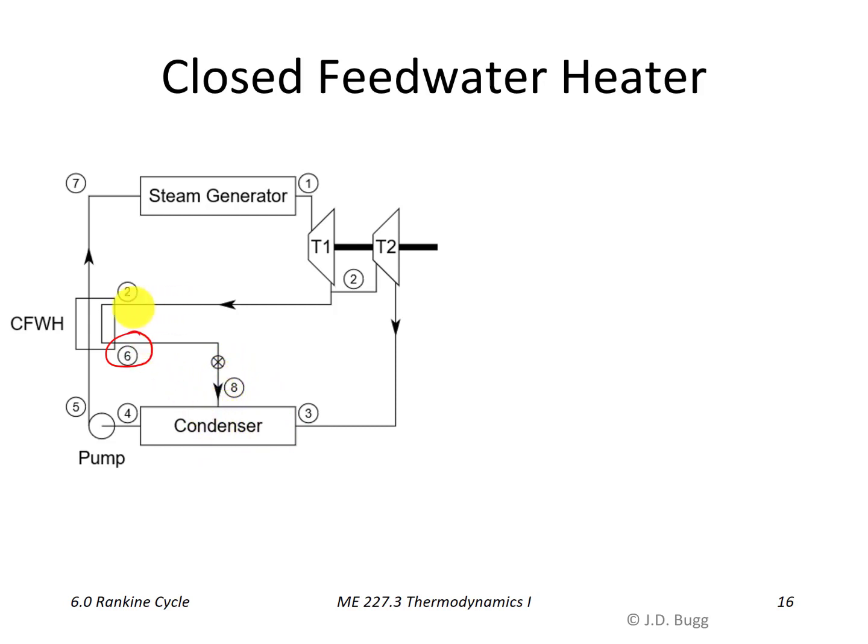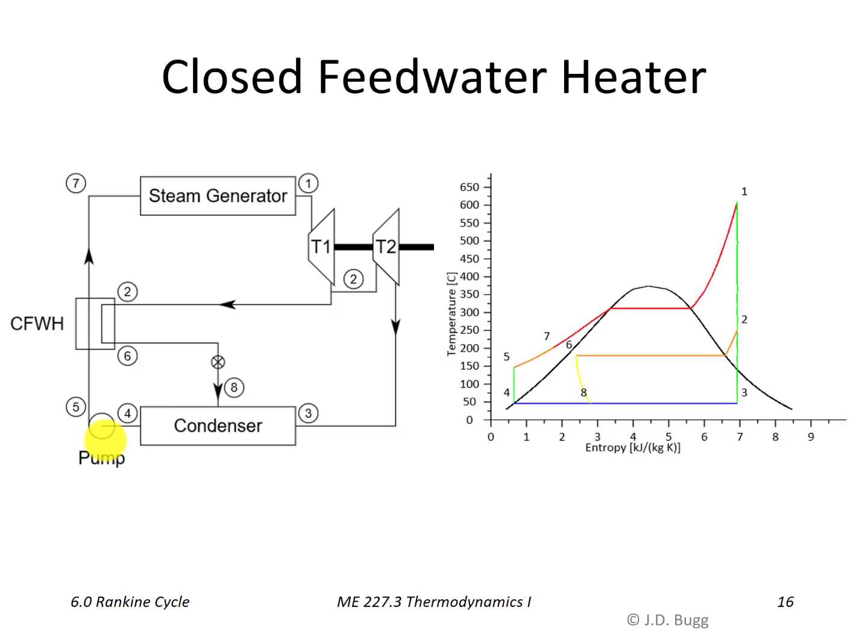And so that steam, after it gives up a bunch of its energy to the feed water, is just dumped into the condenser so that it can continue on, rejoin the main loop here, and go through the steam generator and the first stage of the turbine again. So that's our layout of components, at least schematically, for a closed feed water heater.